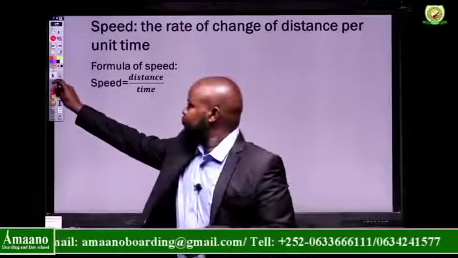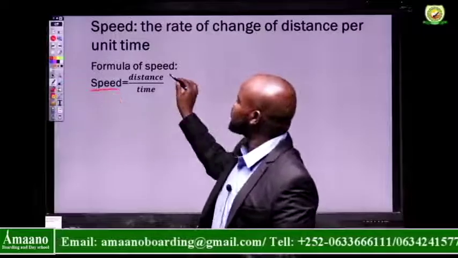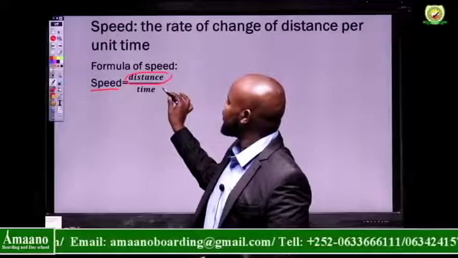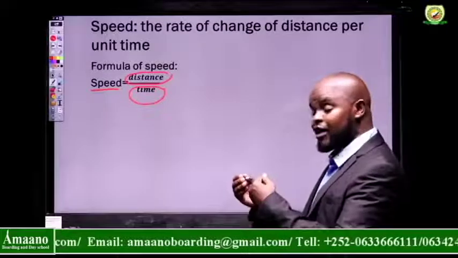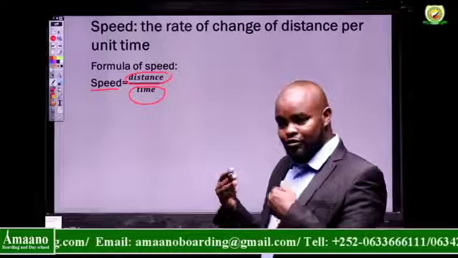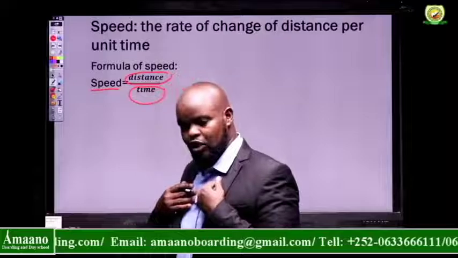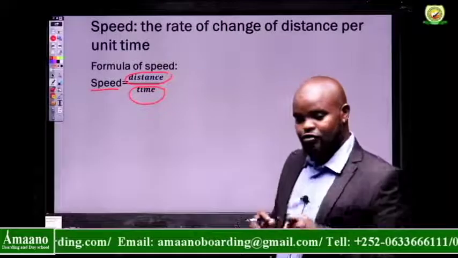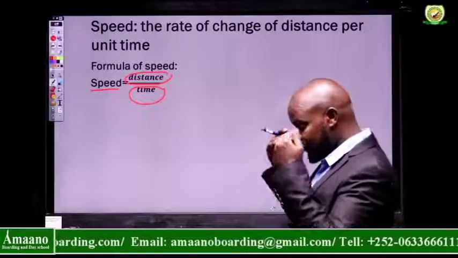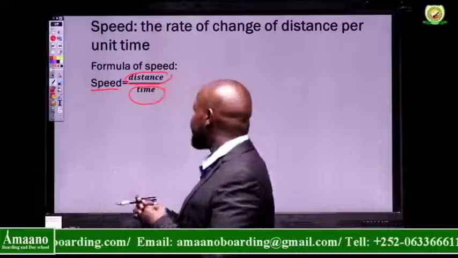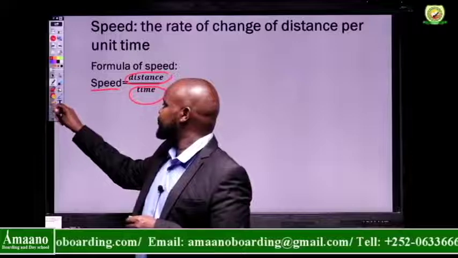Speed is equal to distance divided by time. For example, if I travel a certain distance, usually I will take some time to travel from my starting point to my end point. So to calculate the speed, I'll first measure the distance I've covered, then divide by the time I've taken from my starting point to my end point. So distance divided by time, okay?